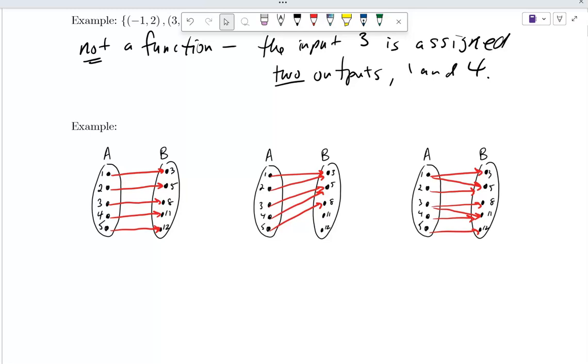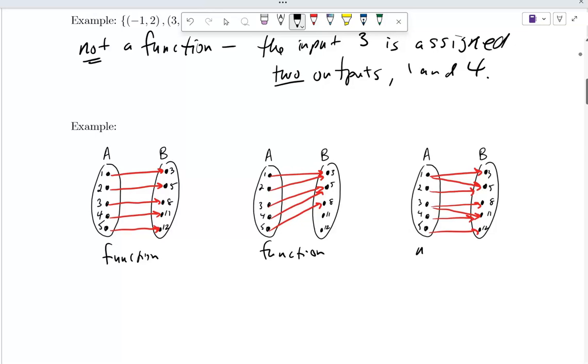So does that first one represent a function? Yes, good. How about the second one? Also yes, right? Each one only goes to one thing. What about the last one? No. Notice in the last one we got a couple of problems. Tell me an input that's mapped to two outputs. 1, right? 1 goes to 3 and 5. Can you tell me another one? 3 goes to 8 and 11, right? Does that make sense? Okay.